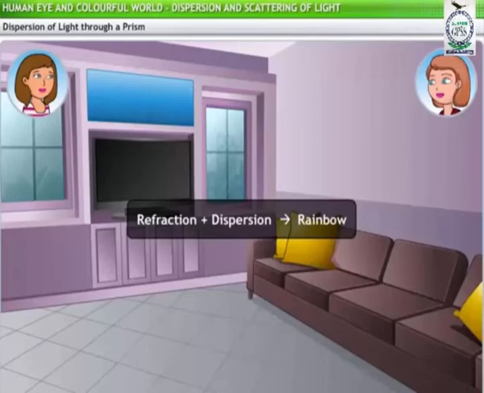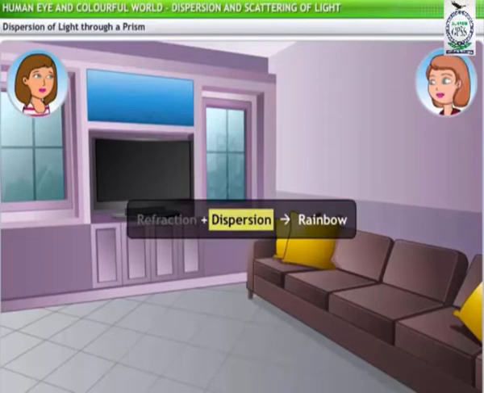Okay, that was half the picture. What about dispersion? To understand dispersion, let's look at some videos of our annual day celebrations.